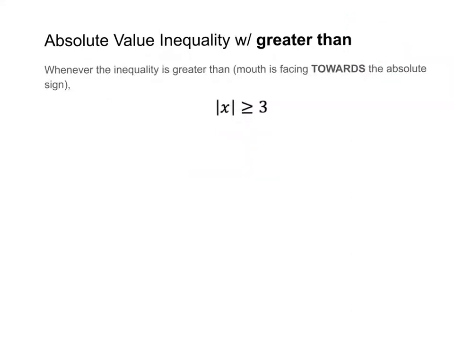Okay, so what I want you to notice with this one here is that this inequality is facing towards the absolute value. That means that mouth is open towards the absolute value. So whenever it's towards, it is going to be two equations because we have to consider that the absolute value was greater than positive 3 or the absolute value of x, so x, also could have been negative 3, but because we switched that sign from a positive to a negative, we also have to switch that inequality sign. So the inequality sign actually flips too.